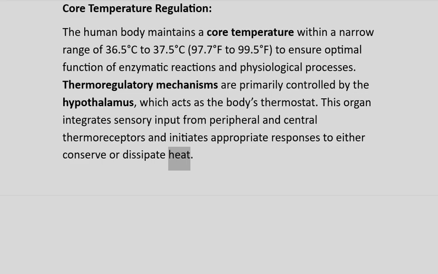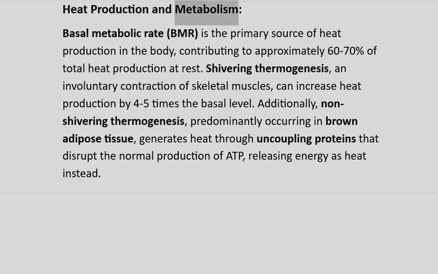Heat production and metabolism. Basal metabolic rate, BMR, is the primary source of heat production in the body, contributing to approximately 60 to 70% of total heat production at rest. Shivering thermogenesis, an involuntary contraction of skeletal muscles, can increase heat production by 4 to 5 times the basal level. Additionally, non-shivering thermogenesis, predominantly occurring in brown adipose tissue, generates heat through uncoupling proteins that disrupt the normal production of ATP, releasing energy as heat instead.